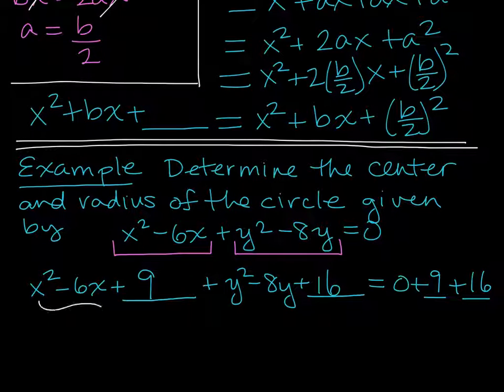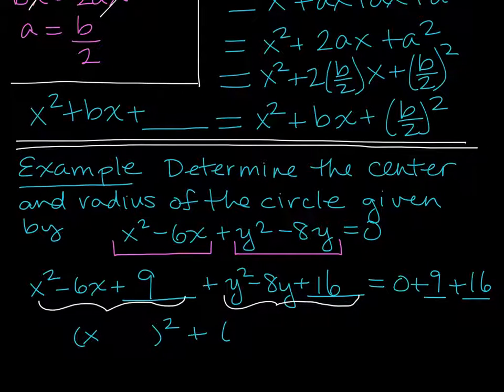We can now factor these three terms as a perfect square and factor these three terms as a perfect square. So we'll have x and y. Now the question is, what goes here? Well, what goes here is exactly b over 2, right? So you take half of this linear term, and that's always what's going to end up here.